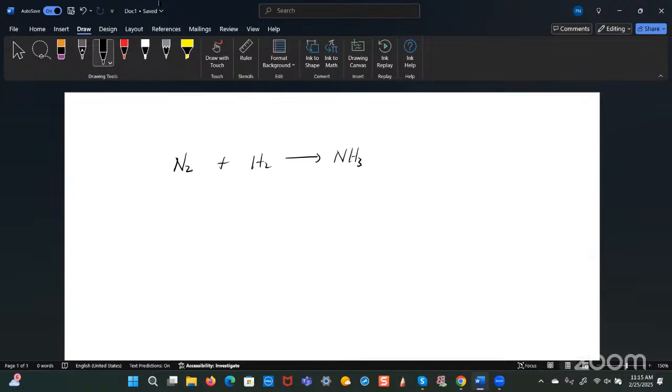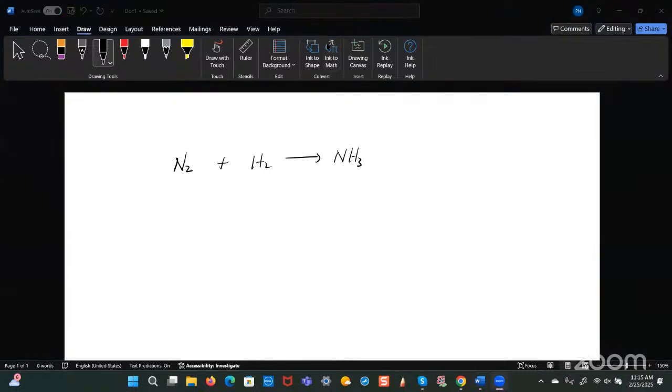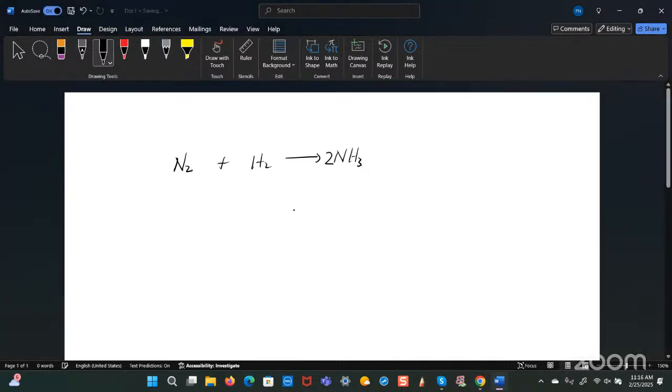Out there in Zoom, please feel free to chip in if you think you know what the answer is. You would put a 2 in front of the NH3 and a 3 in front of hydrogen. Very good. That's what I would do too.